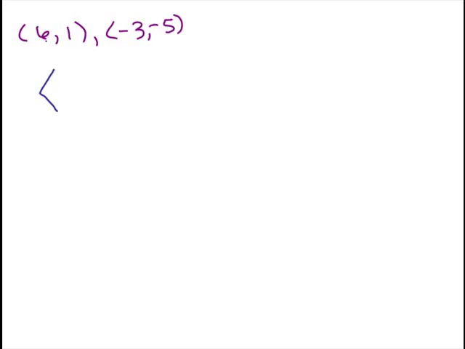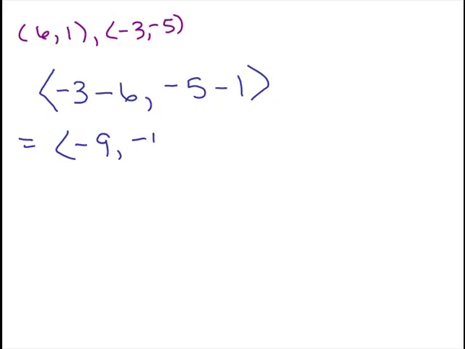So to get the x coordinate, this is the terminal, we have to start with a negative 3 and subtract 6, and then start with a negative 5 and subtract 1, all right, which could be written as negative 9, negative 6. All right, so if you drew this vector, you should see that the components are going to be negative 9, negative 6.